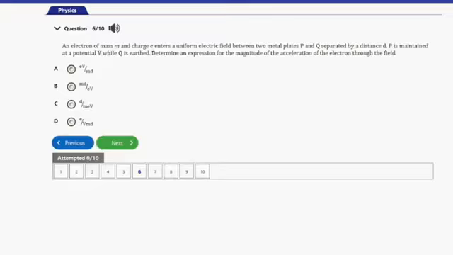The question says, an electron of mass m and charge e enters a uniform electric field between two metal plates P and Q separated by a distance d. P is maintained at a potential difference V while Q is earthed. Determine an expression for the magnitude of the acceleration of the electron through the field. So guys, for this we have to take note that electric field strength is actually V over d.